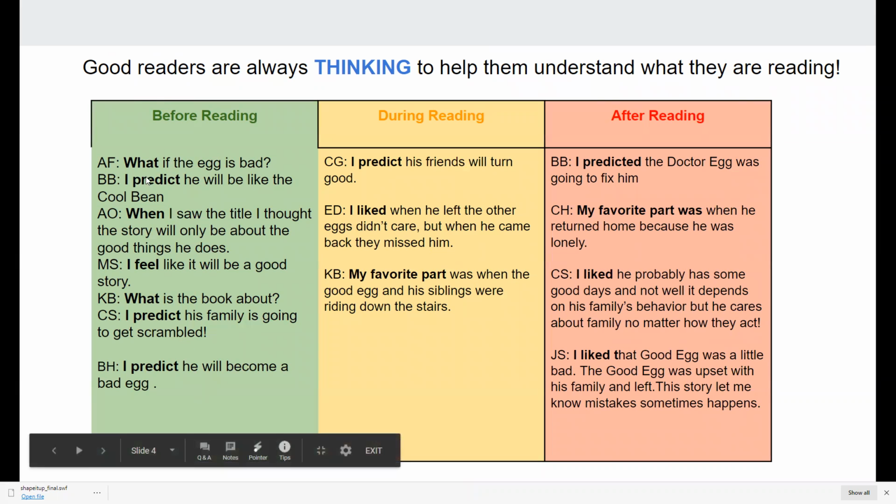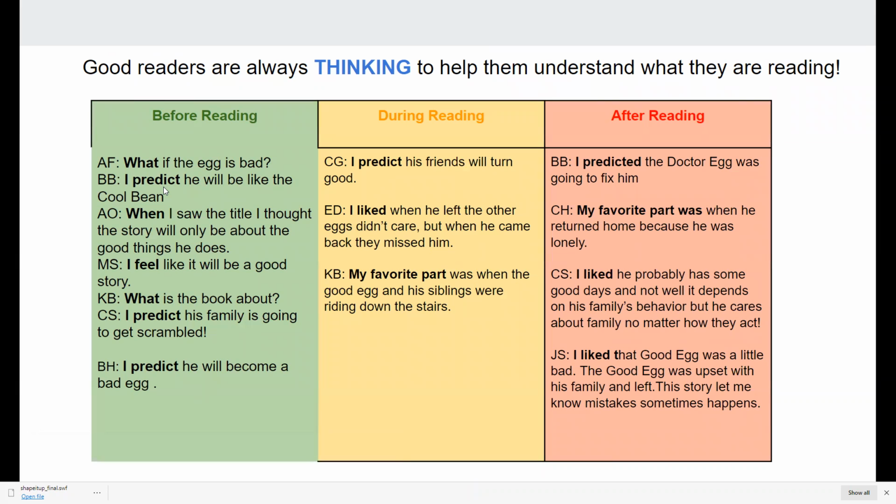Some for the before reading. What if the egg is bad? I predict he will be like the cool bean. When I saw the title, I thought the story will only be about the good things he does.